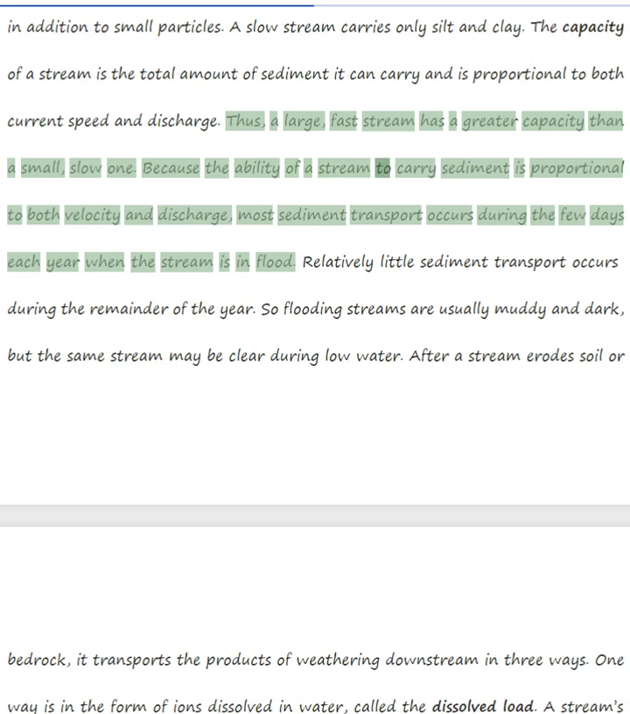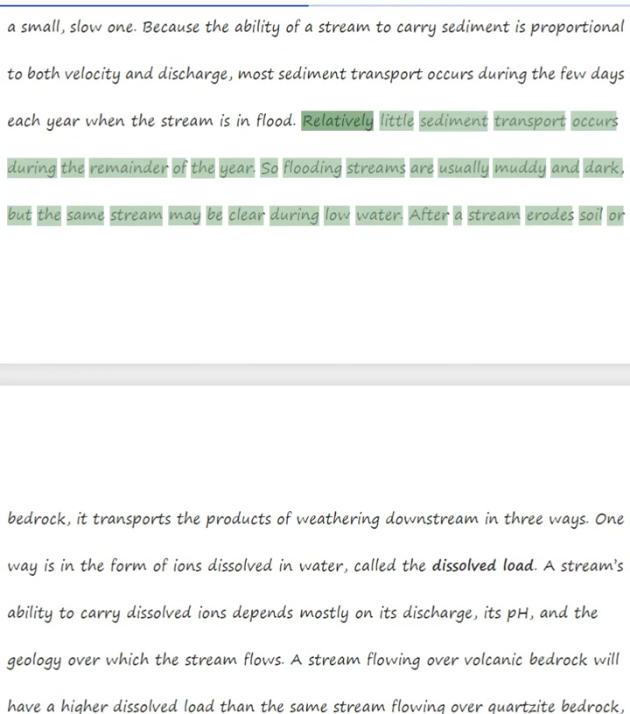Because the ability of a stream to carry sediment is proportional to both velocity and discharge, most sediment transport occurs during the few days each year when the stream is in flood. Relatively little sediment transport occurs during the remainder of the year. So flooding streams are usually muddy and dark, but the same stream may be clear during low water.